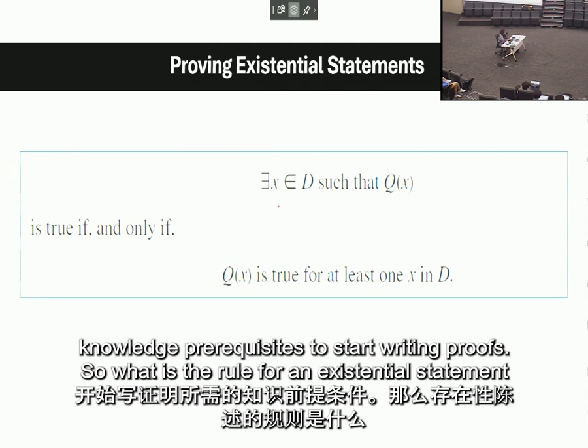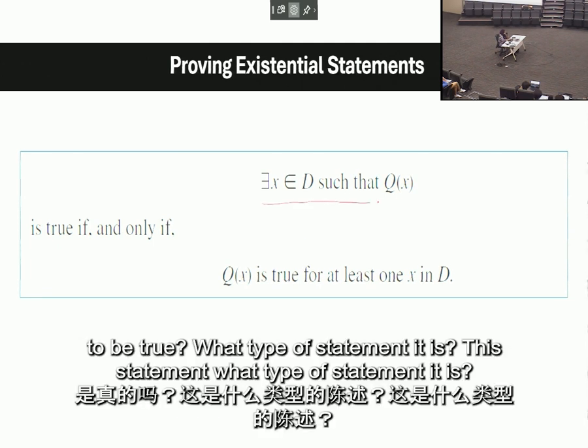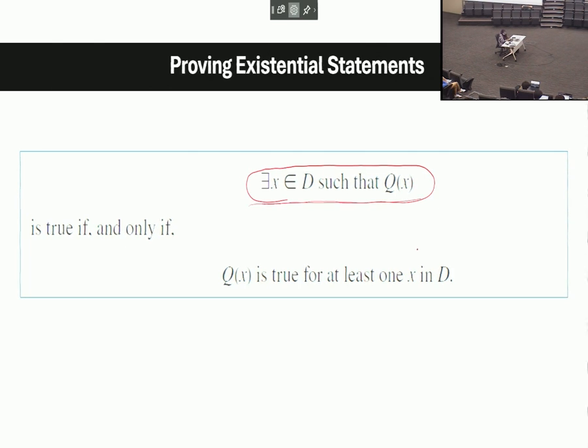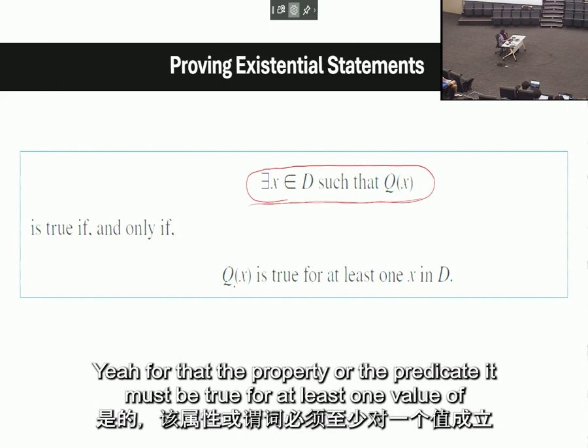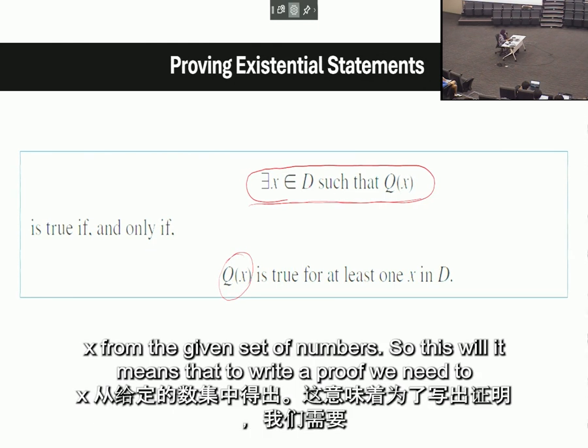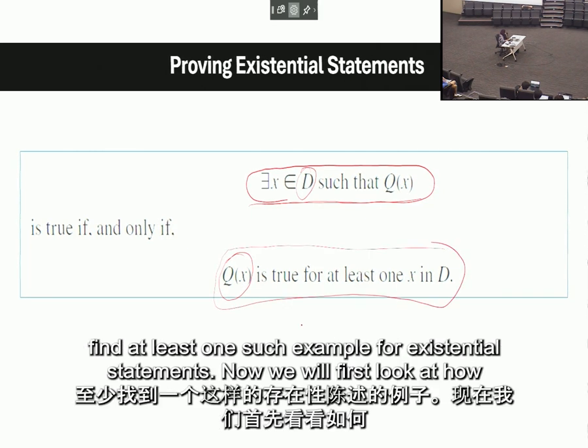So what is the rule for an existential statement to be true? What type of statement is it? So when is an existential statement true? The rule for that is: the property or the predicate must be true for at least one value of x from the given set of numbers. Okay. So it means that to write a proof, we need to find at least one such example.